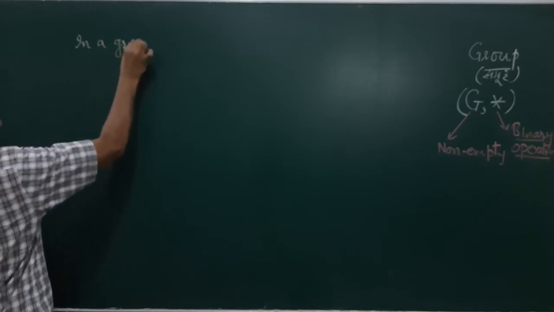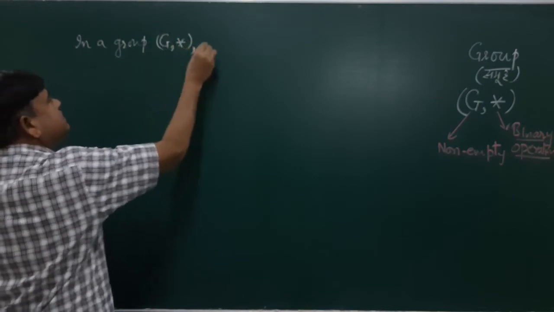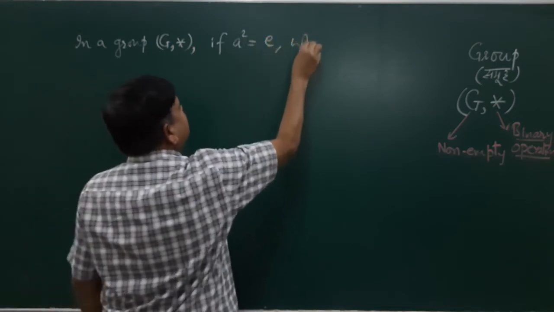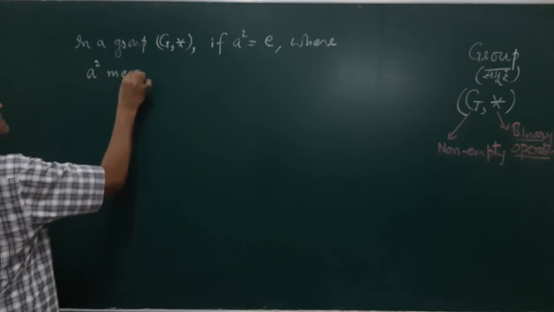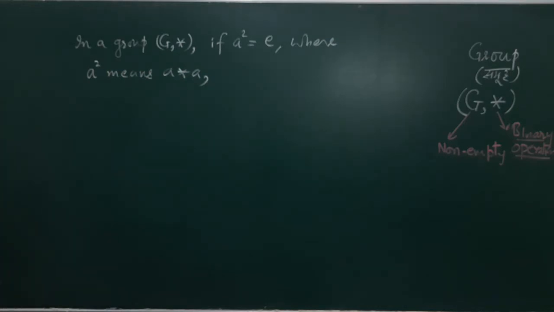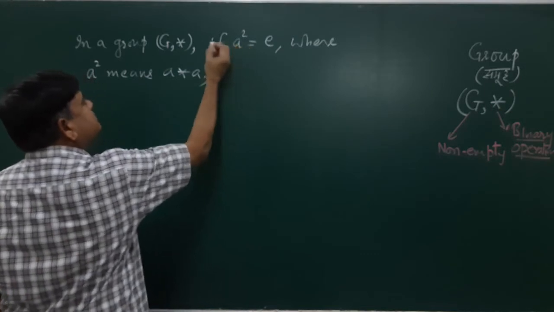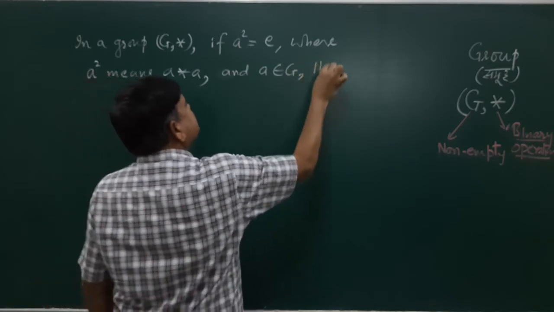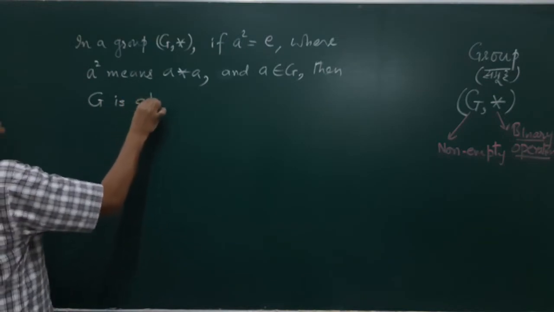In a group, if A square equals E, where A square means A composed with itself, then G is abelian.